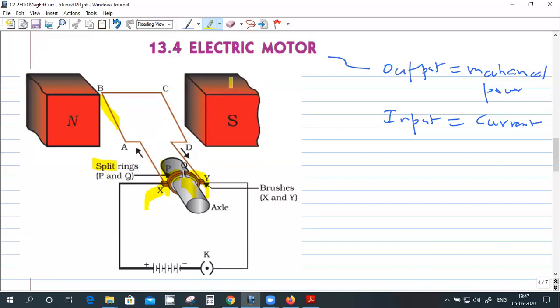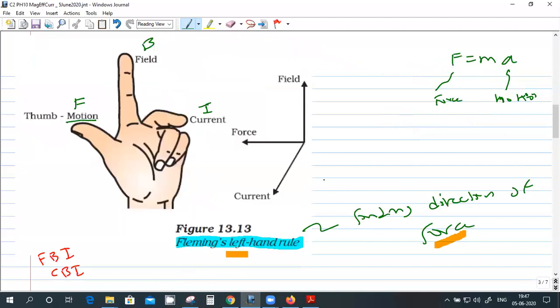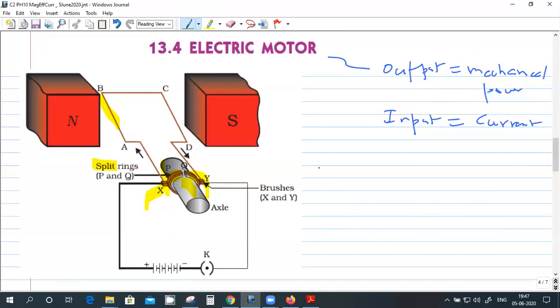Right. So, what will be the direction of force? Direction of the force. So, it depends on where the magnetic field is coming from. You have to use this, right? This is for finding the direction of force. Yes. It uses FBI. And then you have to tell me the direction of current.